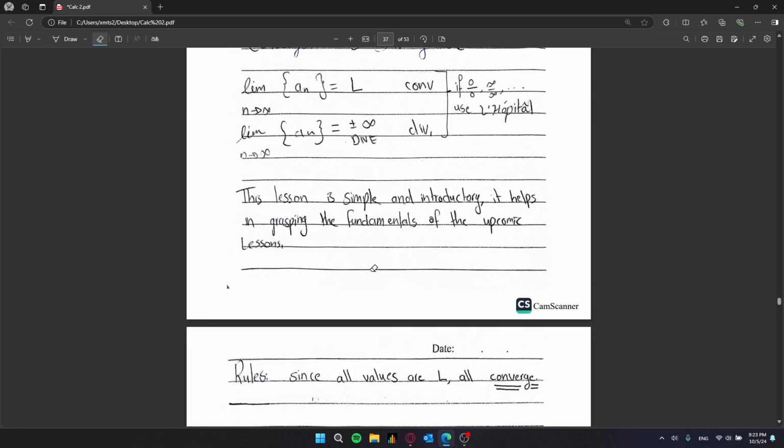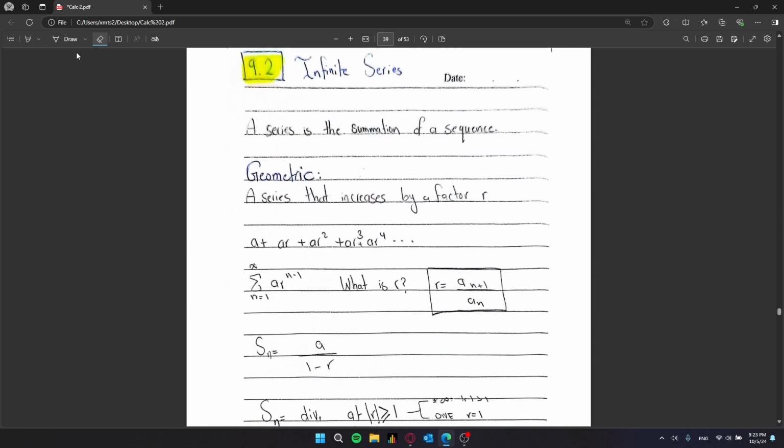So, before we get to the convergence and divergence of an infinite series, let's define a few types of series. A geometric series is a series that increases by a factor of r. So, any series that is laid out as a plus ar plus ar squared plus ar to the power 3 plus all of that is considered a geometric series. This is, by the way, ar to the power of 1, and this is ar to the power of 0. So you will see that at every step, the power of r increases by 1.